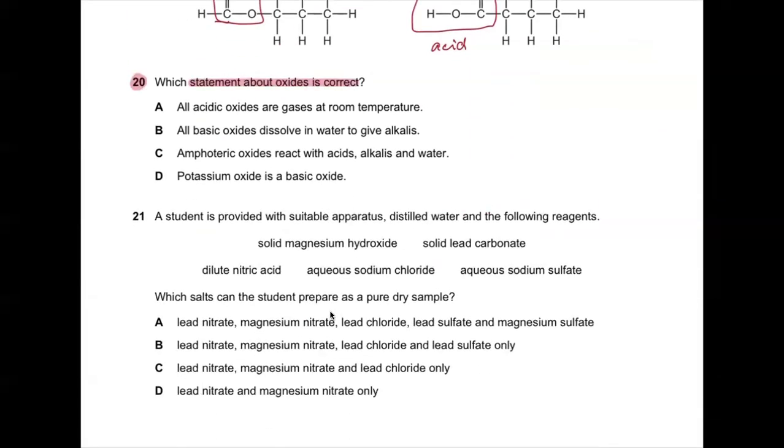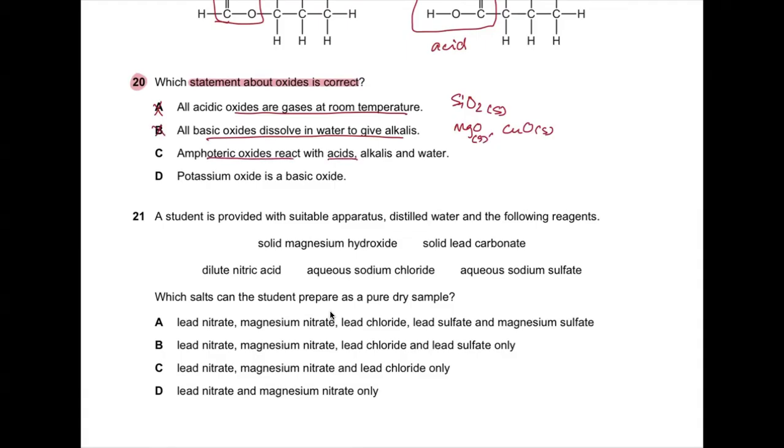MCQ number 20. Which statement about oxides is correct? All acidic oxides are gases at room temperature. No, silicon oxide is a solid. So A goes wrong. All basic oxides dissolve in water to give alkali. Wrong. For example, magnesium oxide, all don't dissolve. Magnesium oxide is slightly soluble, and copper oxide doesn't dissolve. So B goes wrong.